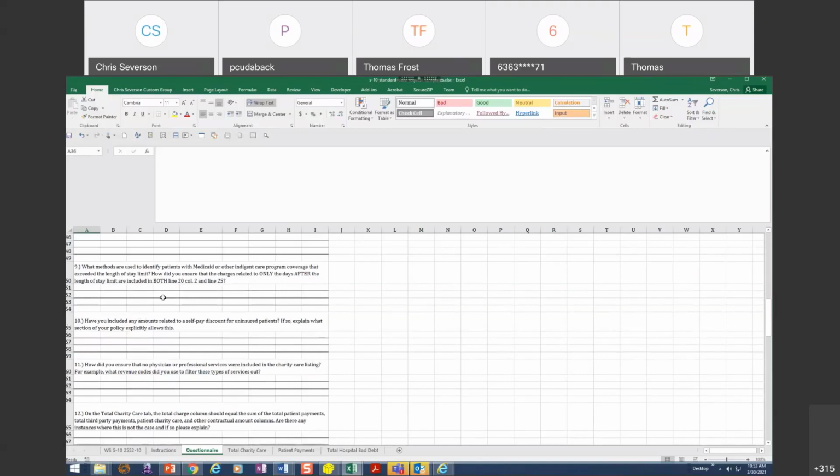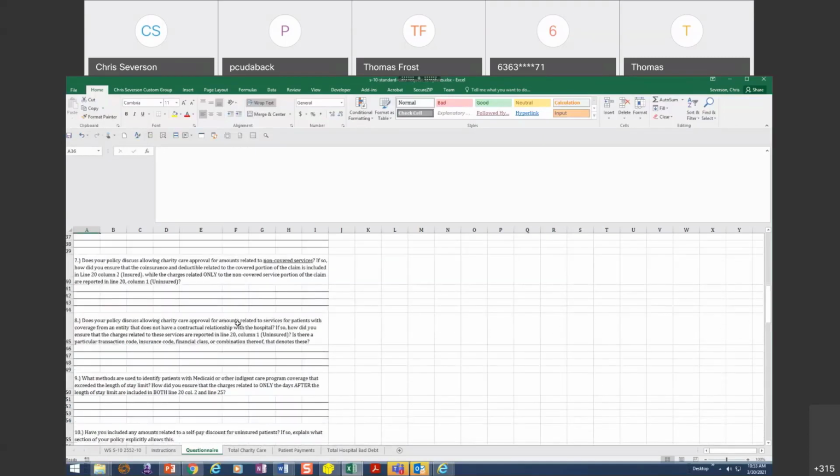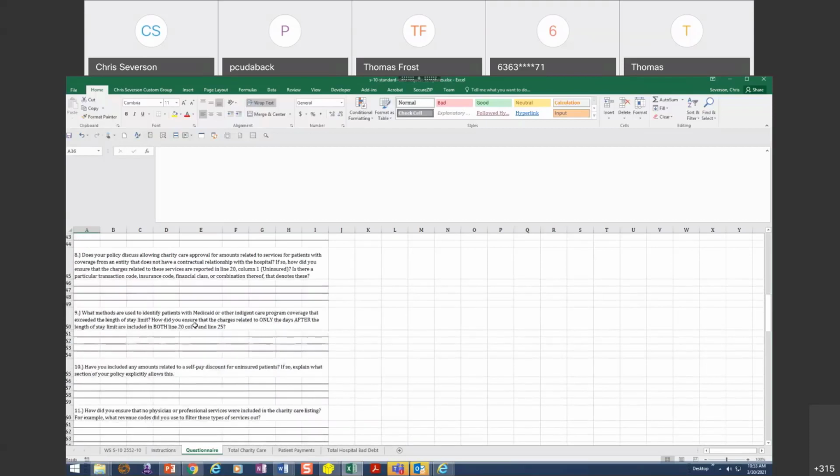Number 9, this is where we get into that specific situation with the Medicaid stay that exceeded the length of stay limit, sometimes referred to as a capitation plan. Now, it's very similar to these other situations about exhausted benefits, but for some reason that we've never been able to get a response on, CMS treats this as a completely separate thing than all those other exhausted benefit situations. That's why they created line 25 at the very beginning.